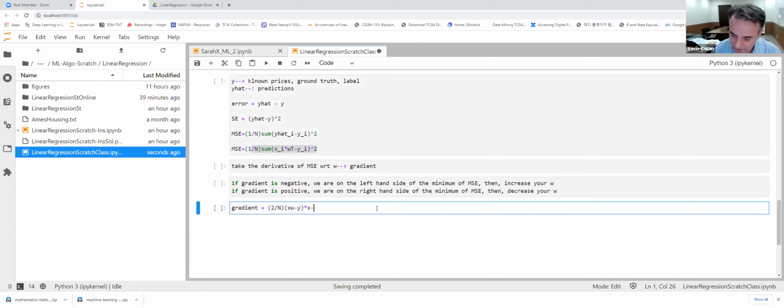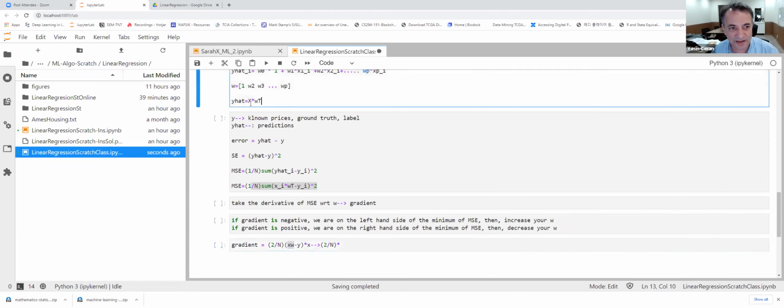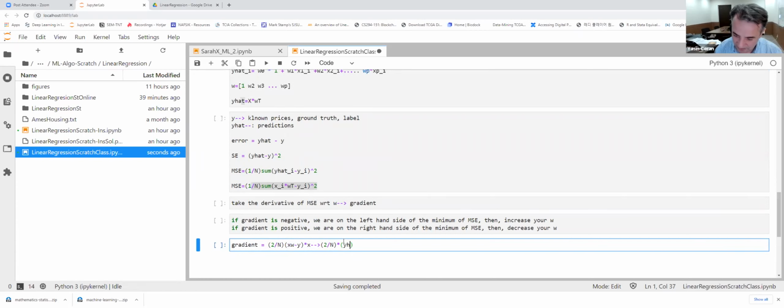So I can write this gradient as 2 over n times, remember what this xw is? This is y hat. So let me write it explicitly here: y hat minus y times x. Remember what y hat minus y is? Error, right? 2 over n error times x. So this is my gradient, okay?